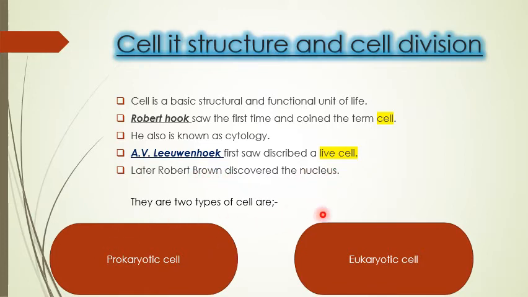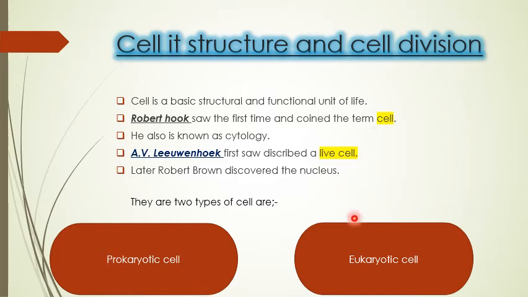There are two types of cell: prokaryotic cell and eukaryotic cell. Prokaryotic cells are unicellular, present in unicellular organisms, while eukaryotic cells are present in multicellular organisms. A unicellular cell has only one cell, which divides itself and makes a similar clone. We are going to study this in the prokaryotic cell.